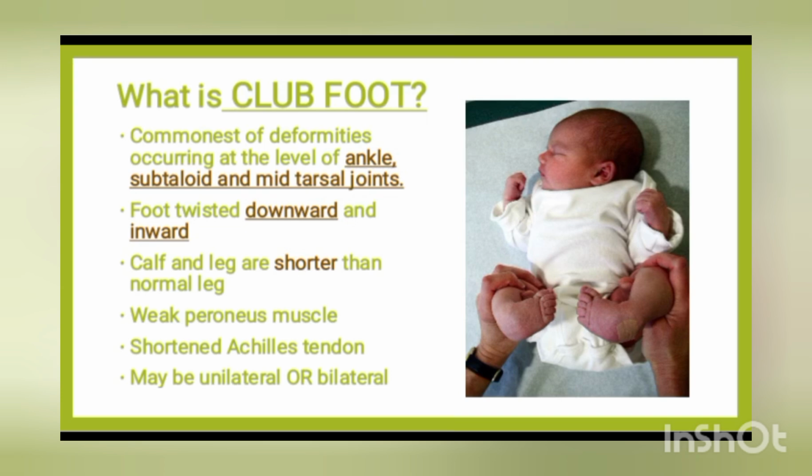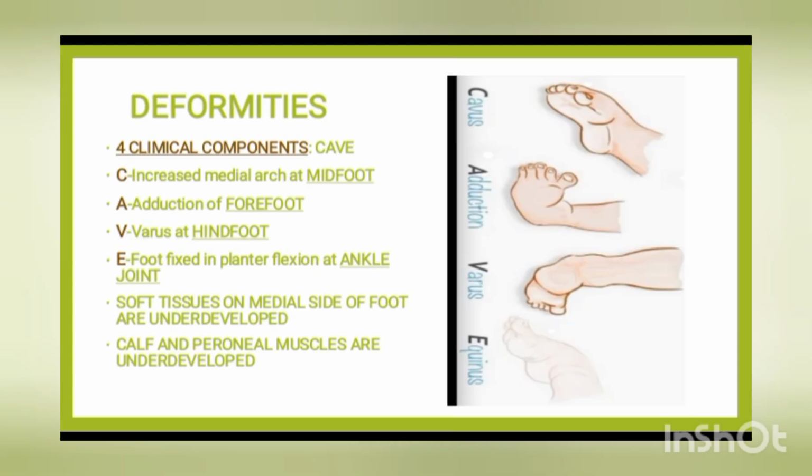There are four basic clinical components of the deformity which we can learn through the word CAVE, C-A-V-E, where C is cavus, which means increased medial arch at the midfoot, A is adduction of the forefoot, V refers to varus at the hindfoot, E means equinus, meaning foot fixed in plantar flexion at the ankle joint. Soft tissues on the medial side of the foot are underdeveloped, and calf and peroneal muscles are also underdeveloped and weak, which we have discussed earlier.